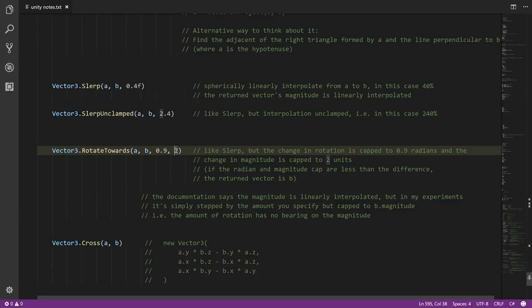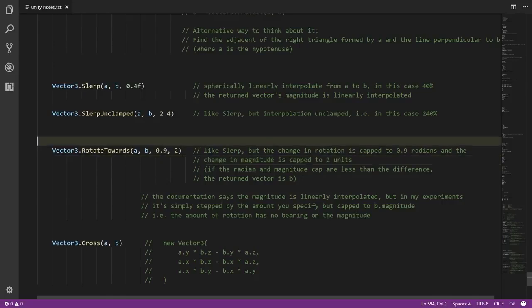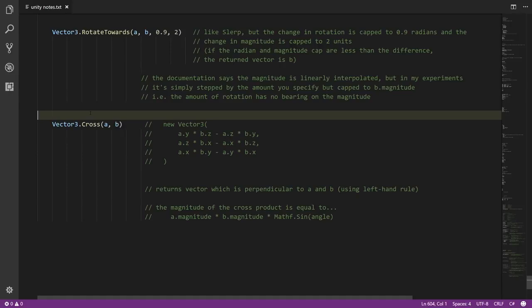It seems to always return a vector where this is the change in magnitude. This is the delta magnitude, but it's capped at the magnitude of B, so we're never going to overshoot B. As far as I can tell, that's the real behavior, and there's no actual linear interpolation between the magnitude. And so whatever the angle it is we specify, that has no bearing on the magnitude of the return vector. Only the last argument has an effect on that.